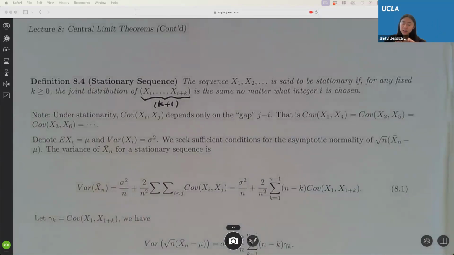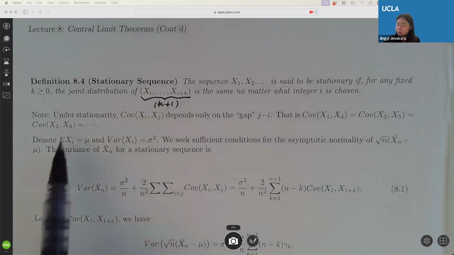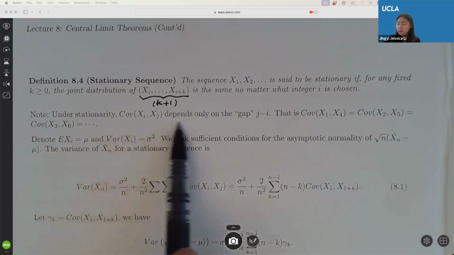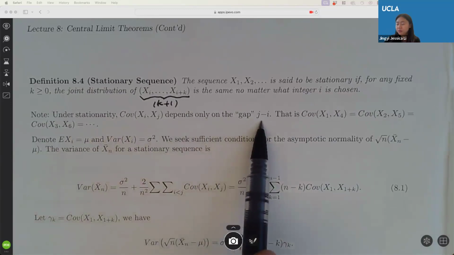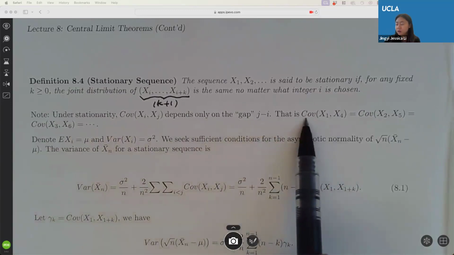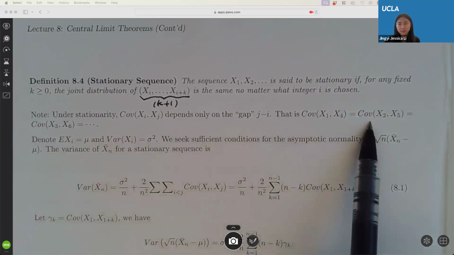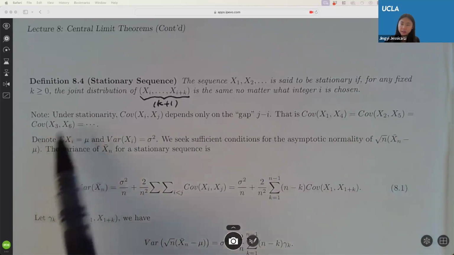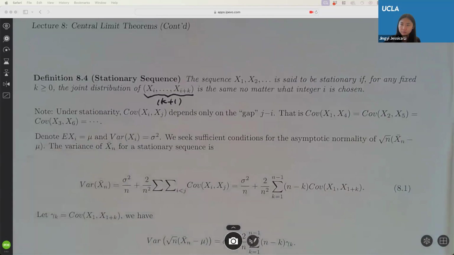This is quite important in some time series problems. You don't care where you start; whenever you start, the joint distribution stays the same. Under stationarity, the covariance of xi and xj depends only on the gap j minus i. That is, covariance of x1, x4 is the same as covariance of x2, x5, the same as covariance of x3, x6, and so on. Their gap matters, but not the position.